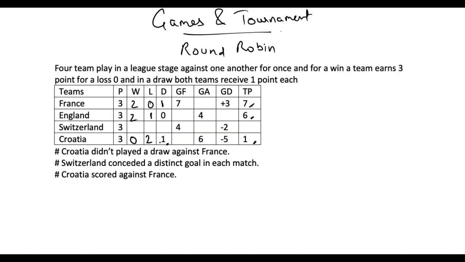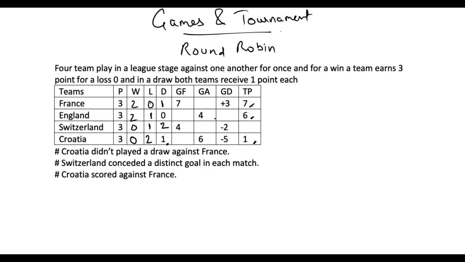Now the 3 statements below the table, one of them says that Croatia did not play a draw against France. Now France and Croatia both have a draw, and they did not draw among themselves. That means the draw they have played is against Switzerland, because England has 0 draws. So both the draws of France and Croatia are against Switzerland. Now Switzerland has one more match to go, and if we see the column of win and loss, we have 4 and 3. That should be equal. So we have to make Switzerland lose one game. Then only it will be equal.